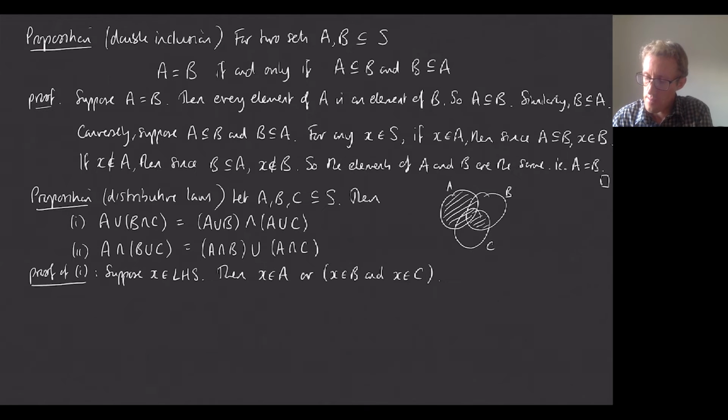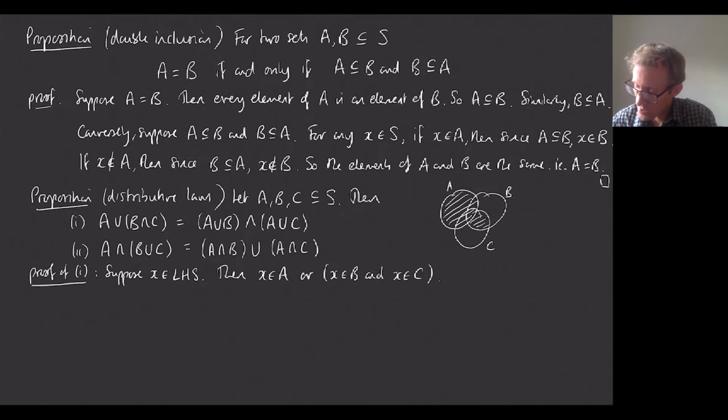Okay. Now in either of these cases, if x is in A, then certainly it's in A union B, and it's also in A union C. So if we're in this case, then we are certainly in the intersection of those two sets. If we're in this case, that x is in B and x is in C, then for different reasons x is in A union B and it's in A union C, because of being in B and C. So again, it will be in the intersection. So it will be in the right hand side.